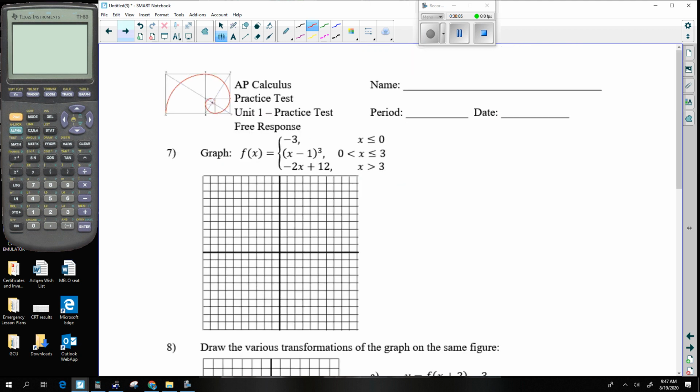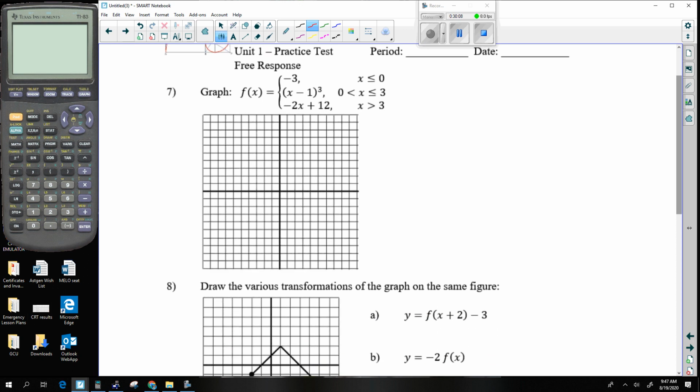All right, so we have this piecewise function we're asked to graph. So y is -3 when x is less than or equal to 0, so it gets a solid dot. So there's your -3. Then I have an x - 1, so that's a right 1, and then it's a discontinuity, so right 1. So that puts the epicenter right there.